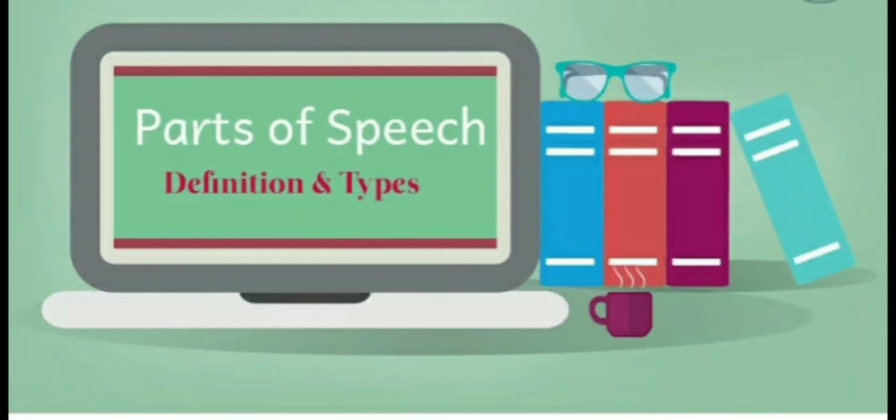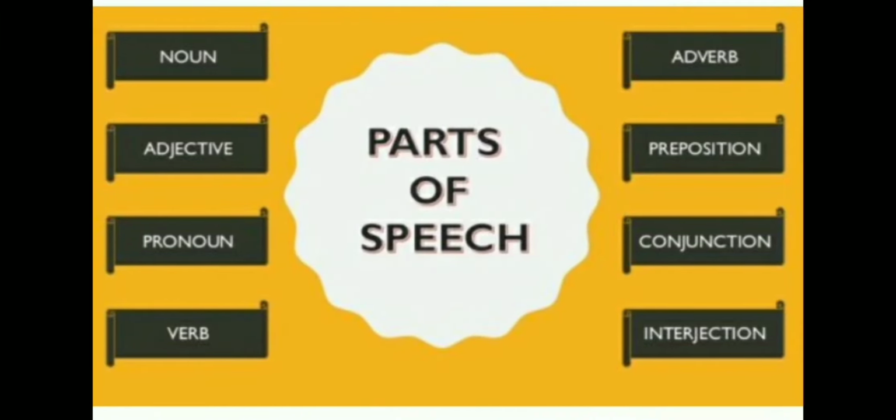The next topic in a grammar book is parts of speech. There are 8 parts of speech. Let us see what the 8 parts of speech are: noun, adjective, pronoun, verb, adverb, preposition, conjunction and interjection. But in your unit test portion there are only 3, that is noun, verb and adjective. So today we are going to learn about only these 3.